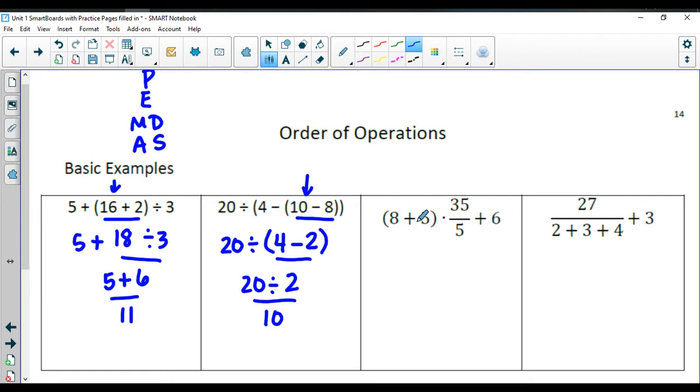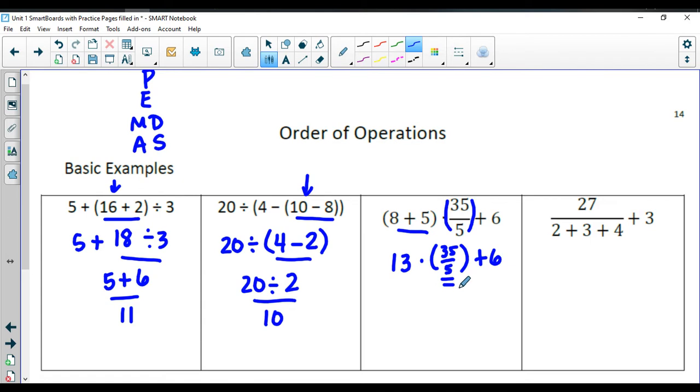Over here, I noticed that I do have parentheses, and I noticed that I do have this funny looking fraction here. This in math class pretty much becomes a parentheses situation, because we are going to need to take care of that division before we do any of the other stuff with the problem here, okay? So we'll start off with this set of parentheses first. 8 plus 5 is 13 times, and then we're going to keep that in parentheses, 35 divided by 5 and plus 6.